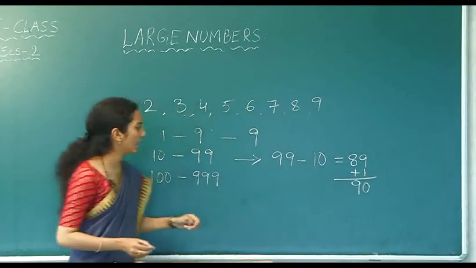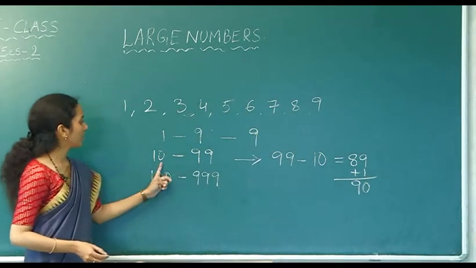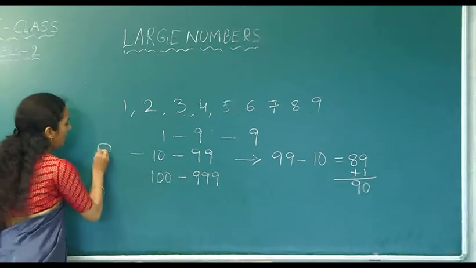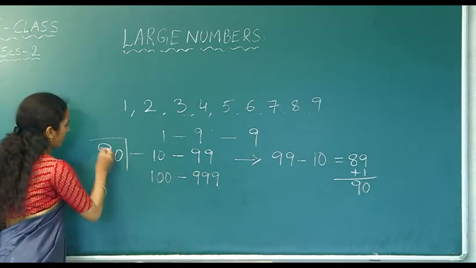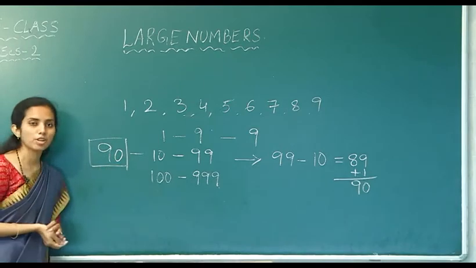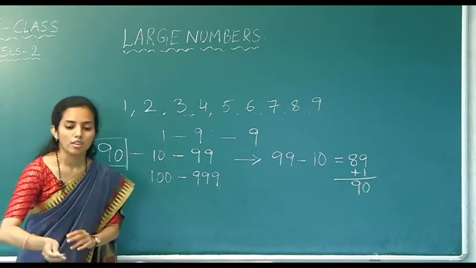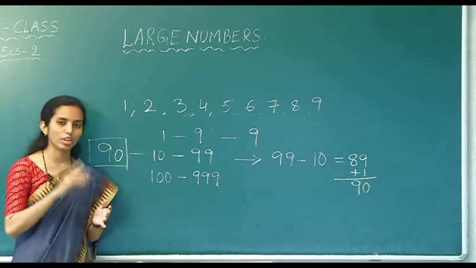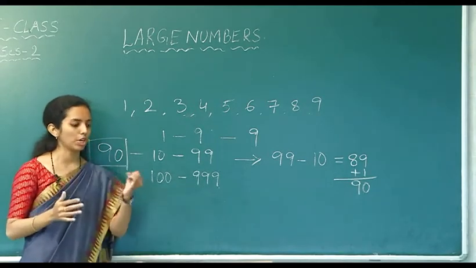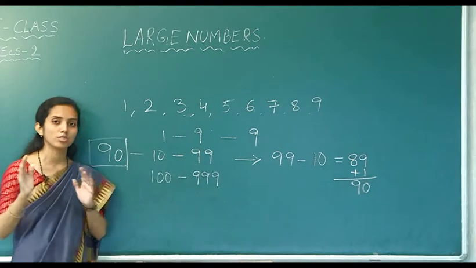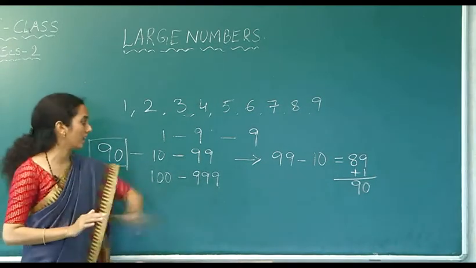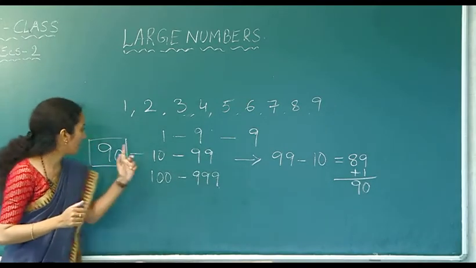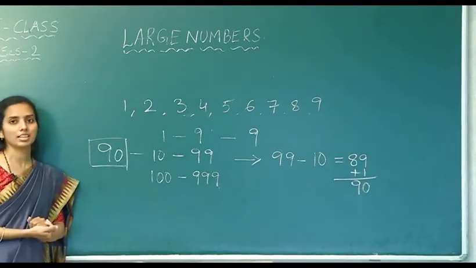So what is the result? Numbers between 10 to 99, the 2-digit numbers will be 90 numbers. To make it simpler, I will tell you 10, 11, 12, 13, 14, 15, 16, 17, 18, 19, 20, 21, 22, 23, 24, 25, 26, 27. If you keep on counting till 99, how many numbers will be there? There will be 90 numbers like that.